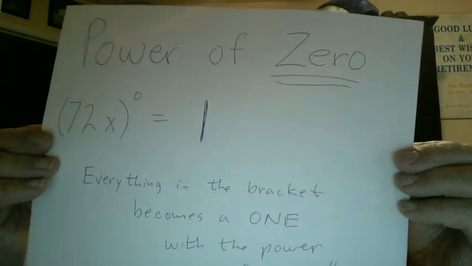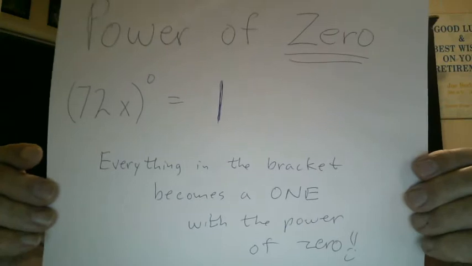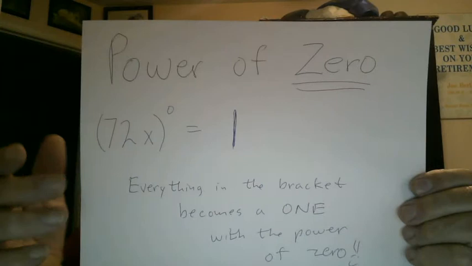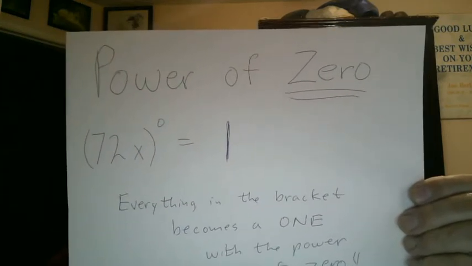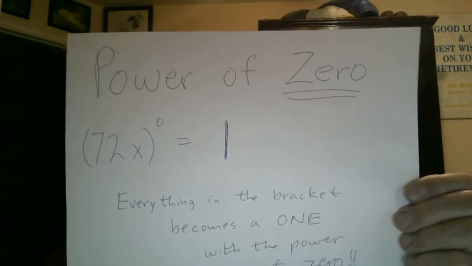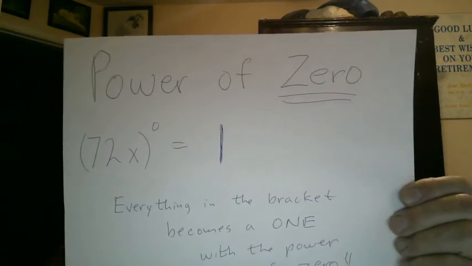Now, what happens when you have the power of 0? 0, zippo, nothing, nada. Well, actually, it does mean something. The interesting part is the power of 0 basically means that everything in the bracket becomes a 1. So the power of 0 basically means that anything in the brackets, 72x, 149, 7,638,522, to the x to the 19th place, if that's all in brackets, it's a 0.